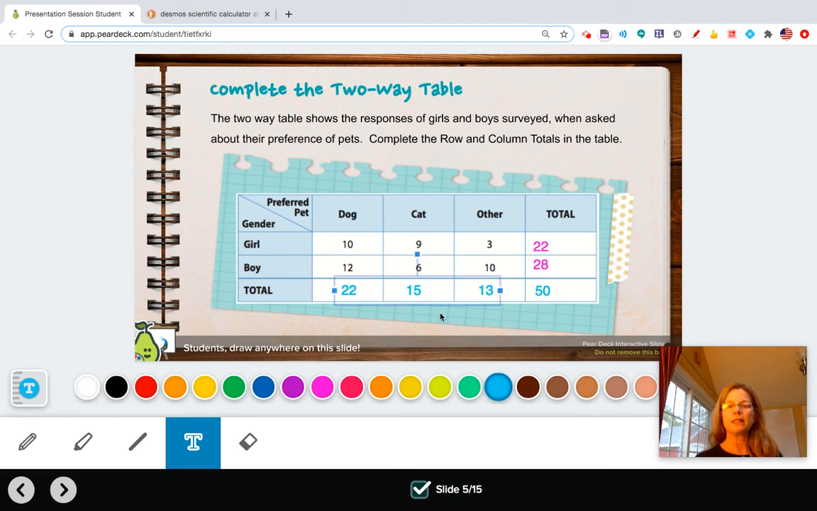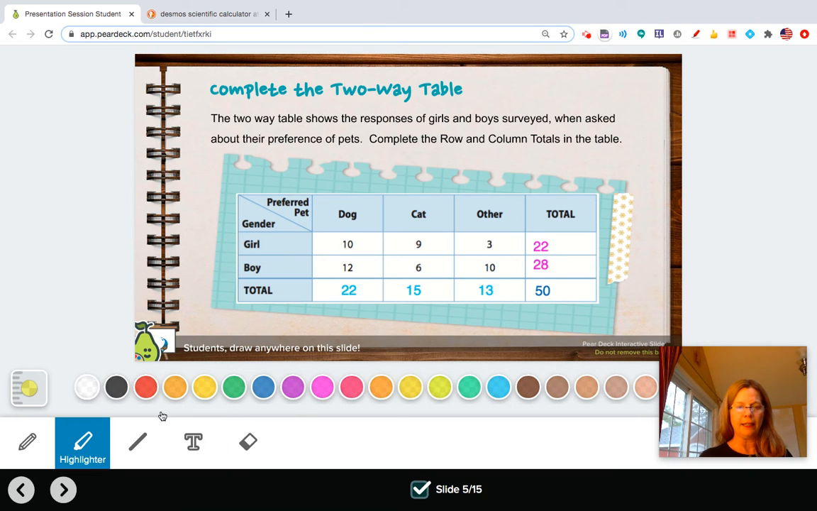And what we notice is that the total of the columns, when we add that together, 22 plus 15 plus 13, is 50, the same as the total of the rows. So let's highlight this bottom number here. That's what we call the grand total.